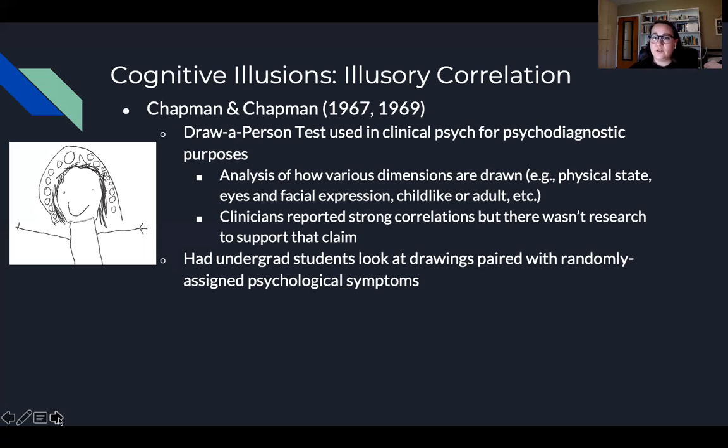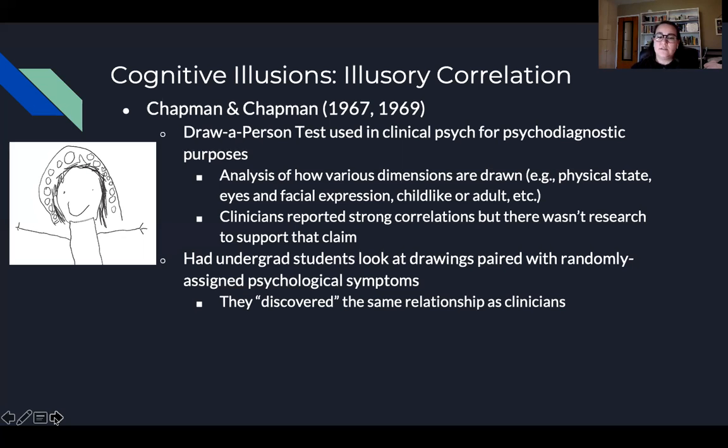a series of different drawings. It was something like 40, 45 drawings. And these drawings were randomly paired with symptoms that were allegedly displayed by the people who drew them. Sometimes this was the case, sometimes it wasn't. And these undergrads discovered the same correlations, the same relationships that clinicians had been reporting.